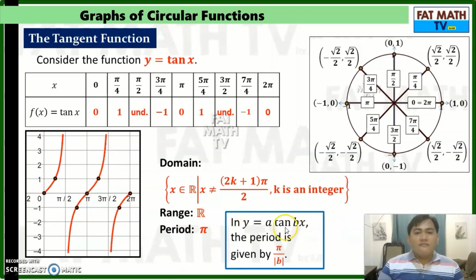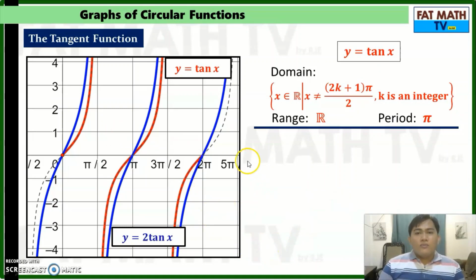For this tangent function, the formula for the period is pi over b. B is the number here with x. So pi over b. In this case, it's pi over 1. So pi.